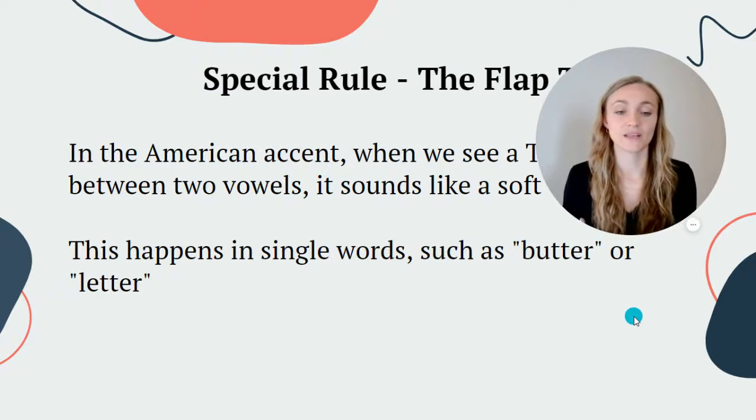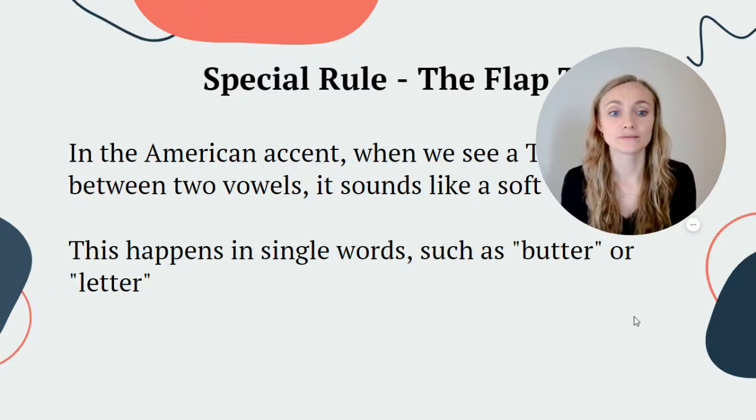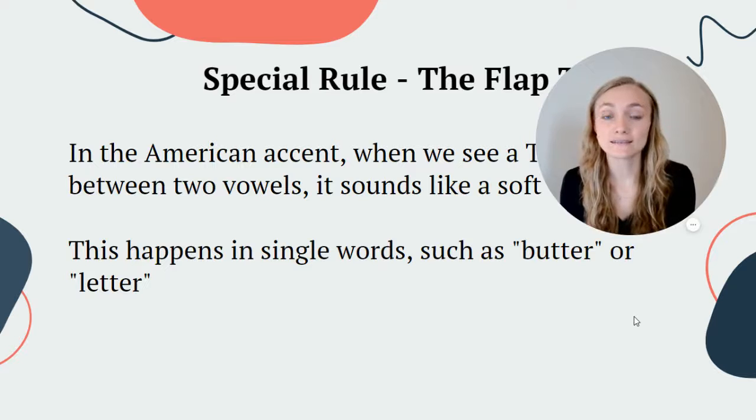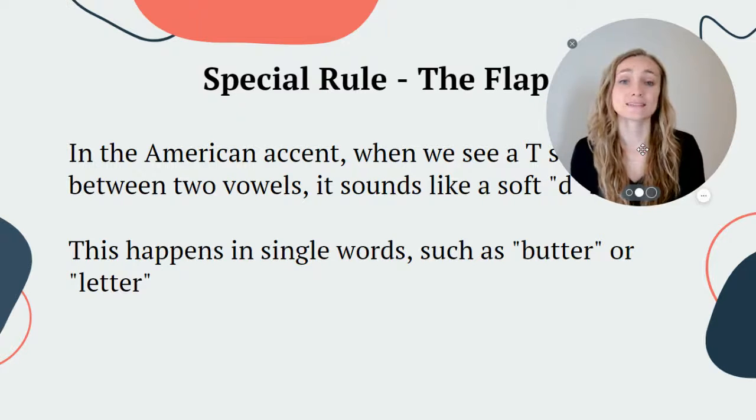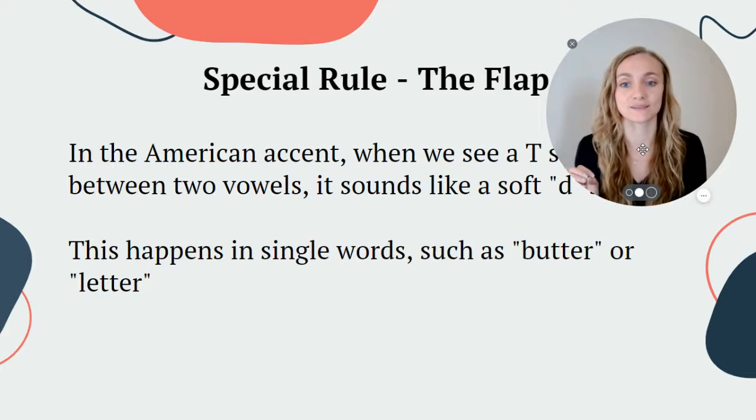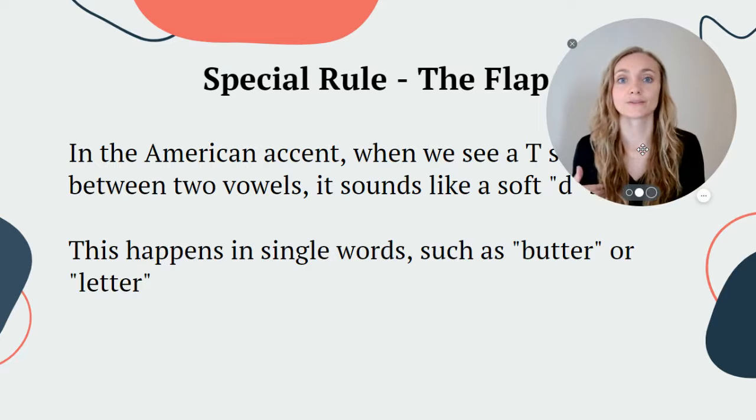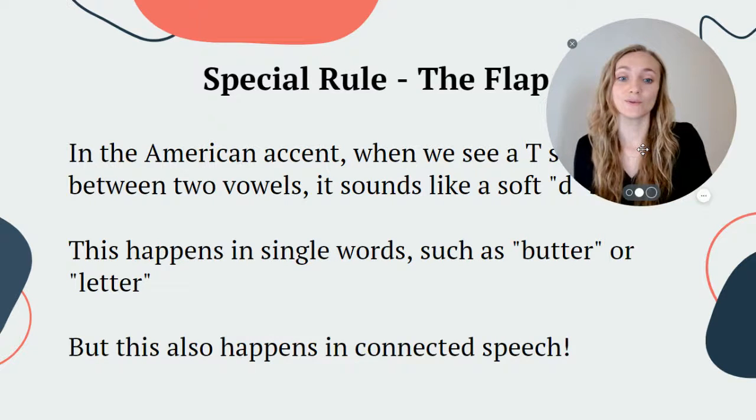You'll notice a lot of words, like in the word butter, butter, butter. And here we see two T's written, but it just makes one sound, right? We don't say it twice, it just makes one sound. So butter or letter, or other words like reality instead of reality, possibility instead of possibility. So we make this tiny D sound. Butter, letter, reality, possibility.